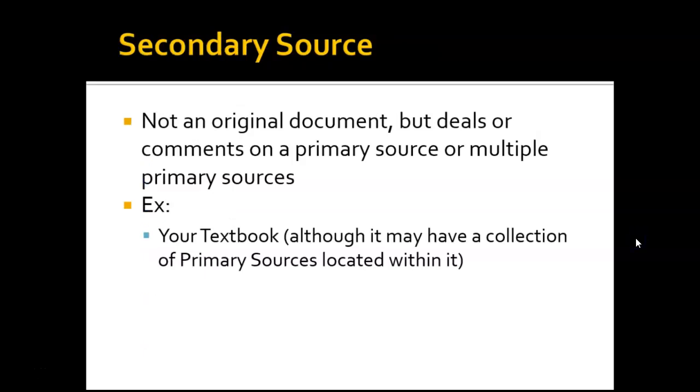Now, the other type of source is secondary sources. Secondary sources are non-original documents, but they deal with or comment on a primary source or a collection of primary sources. The best example I can give you of a secondary source is your textbook. Your textbook talks about past events and has collections and excerpts of primary sources located within it, but that doesn't make it a primary source. It's still secondary. If you read a book written by a historian, say one published this year that talks about the Civil War or the 1919 Spanish flu, those are secondary sources.